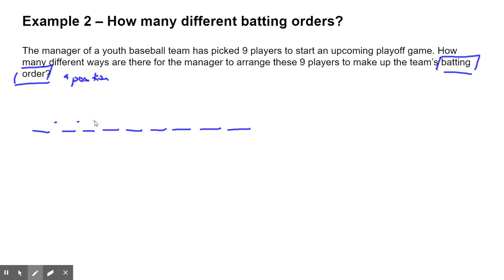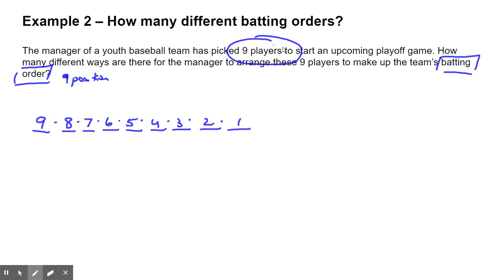So we're going to multiply all the possibilities of these 9 positions. So if you have 9 players, in the first spot you have 9 possible players to choose from. But once you pick that player, now for the second spot, you only have 8. And now that you've picked those 2 spots, now for the third spot, you only have 7. And now those first 3 spots, now you have 6 and 5 and 4 and 3 and 2 and 1.